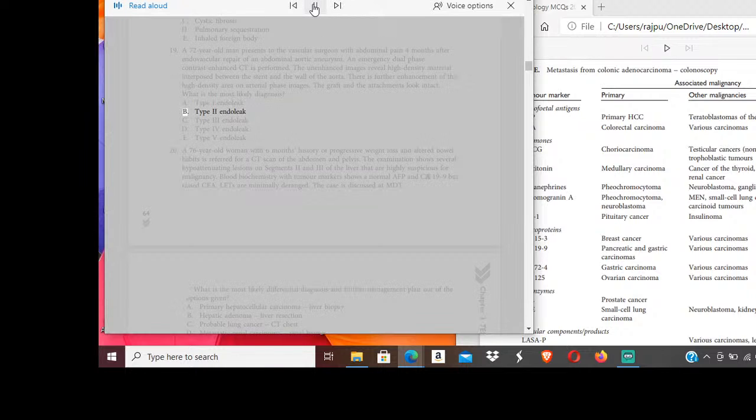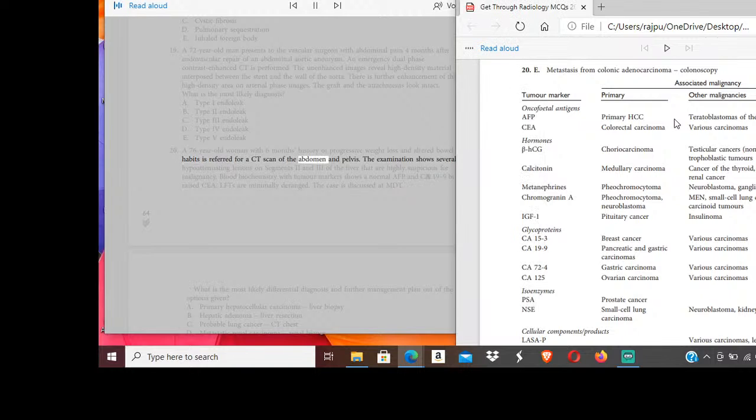A, type I endoleak. B, type 2 endoleak. C, type 3 endoleak. D, type 4 endoleak. E, type V endoleak. 20. A 76-year-old woman with 6 months history of progressive weight loss and altered bowel habits is referred for a CT scan of the abdomen and pelvis. The examination shows several hypoattenuating lesions on segments 2 and 3 of the liver that are highly suspicious for malignancy. Blood biochemistry with tumor markers shows a normal AFP and CA19-9 but raised CEA. LFTs are minimally deranged. The case is discussed at MDT.